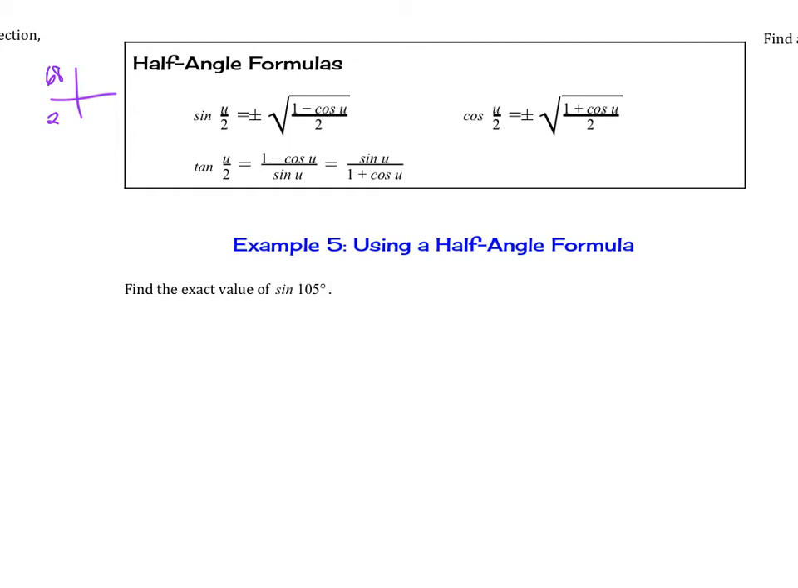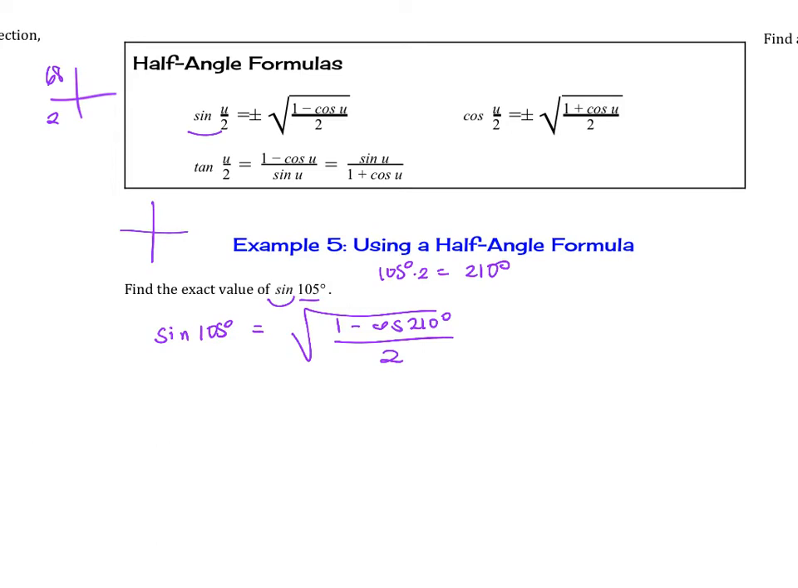So here, find the exact value of sine of 105 degrees. So that is the half, and so what we want is the full angle. So the full angle, 105 degrees times 2, is 210 degrees. We're finding sine, so let's use this one. So sine of 105 degrees equals the square root of 1 minus cosine of 210 degrees all over 2. So the sine value at 105 degrees is here. The sine value is going to be positive, so we're only taking the positive sign.